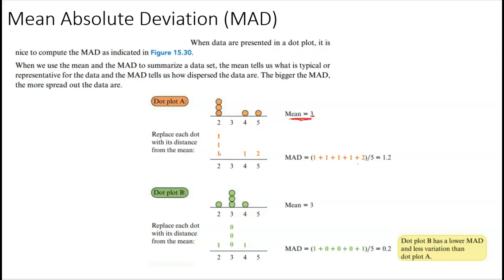When we use the mean and the MAD to summarize the data, it tells us what is typical. The mean tells us what is typical, and the MAD tells us the dispersion. The bigger the MAD, the more spread out the data. Here we can see this is 1.2 and this is 0.2. So dot plot B has a lower mean absolute deviation and less variation. You can see it if you look at the way it's spread out. These are more spread out and these are closer together.